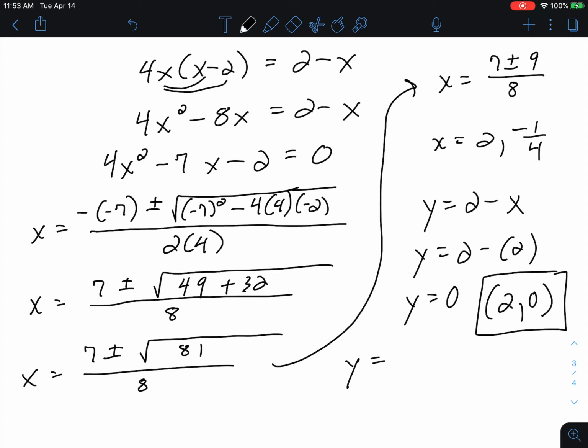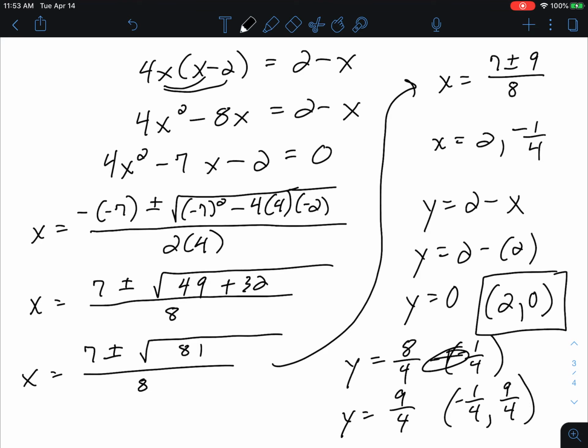When I put in a negative 1/4, well, first of all, 2 is going to become 8 over 4 minus a 1/4. That's going to give you 9/4. And there is your second solution. When x is negative 1/4, y is 9/4. So that's quite a bit of algebra involved there, obviously. Okay, but I think also pretty doable.